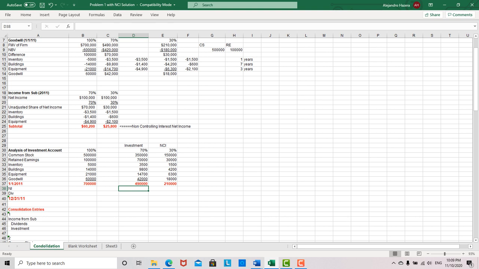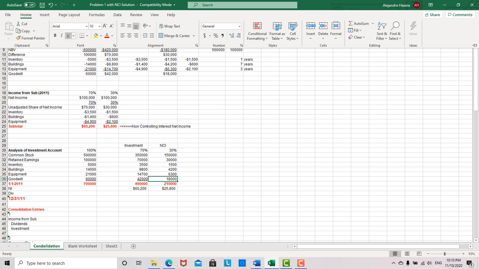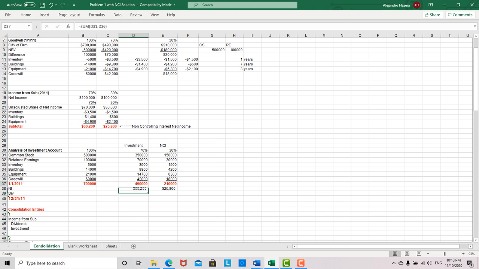Okay, so the incomes are just brought down from your income calculations up on top. The controlling interest net income is 60,200. The non-controlling interest income is 25,800. Okay, and the only thing left: you took the equity method, you bought the company, you added net income from the income statement, adjusted for the revaluations, then take out the dividends, and then we'll come to our ending investment balance.